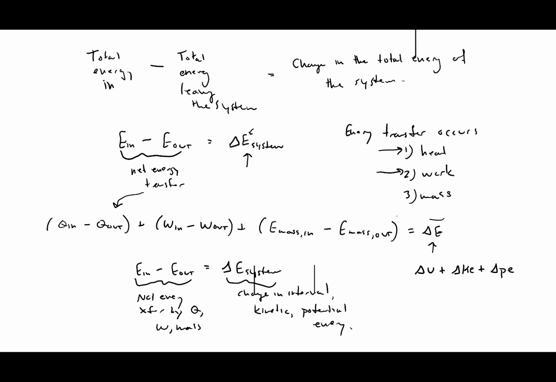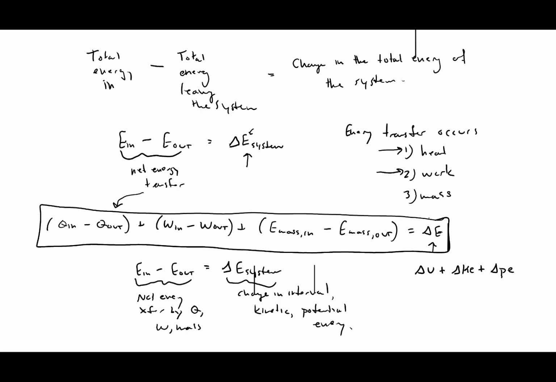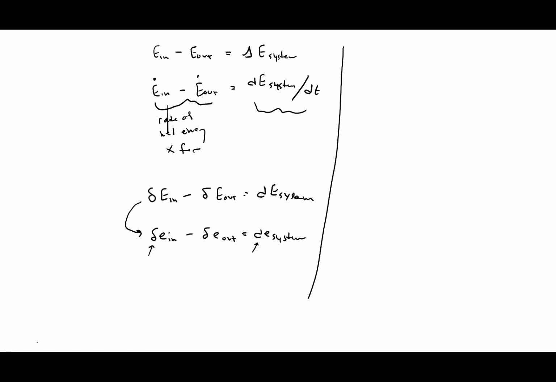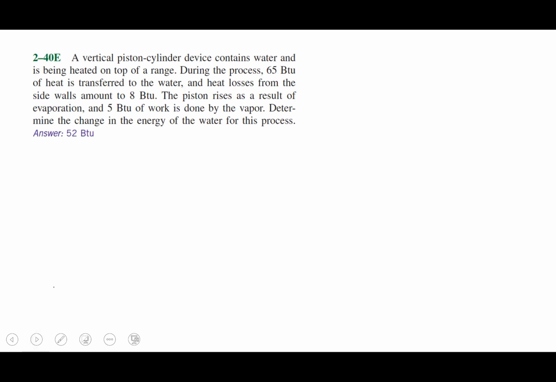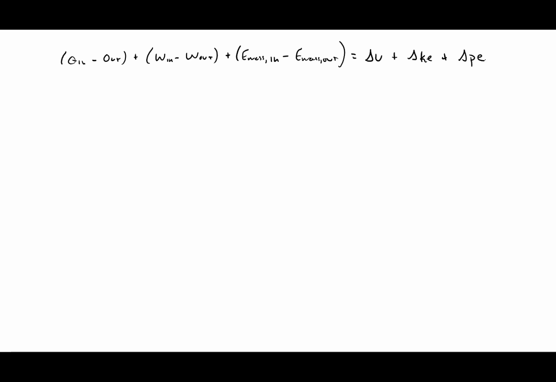So if we go back to this one, I had written this equation where we had Q net plus work net plus the energy carried by the mass is equal to the change in energy of the system. I'm actually going to write out the entire equation again so we can start looking at some different forms of this equation. So we have Q in minus Q out plus work in minus work out plus the energy carried by the mass of the system in minus the energy carried by the mass of the system out is equal to delta U plus delta KE plus delta PE.